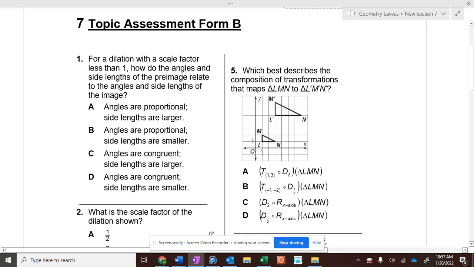For a dilation with a scale factor less than 1, how do the angles and side lengths compare? Are the angles proportional, side lengths larger; angles proportional, side lengths smaller; angles congruent, side lengths larger; or angles congruent, side lengths smaller? Which one is it? D. Angles are congruent. In similar objects, angles are always congruent, and if the scale factor is less than 1, then the side lengths are smaller.